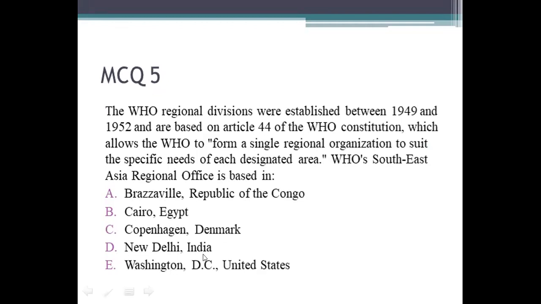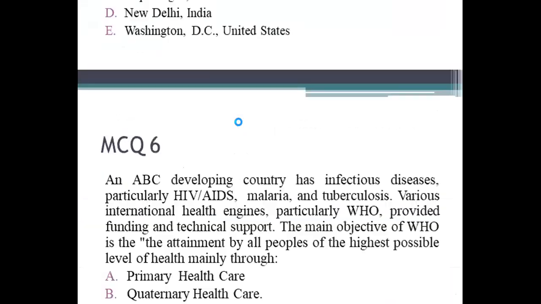Correct option, New Delhi, India. The WHO Southeast Asian region is based in New Delhi, India.